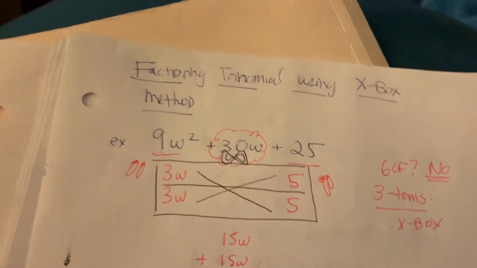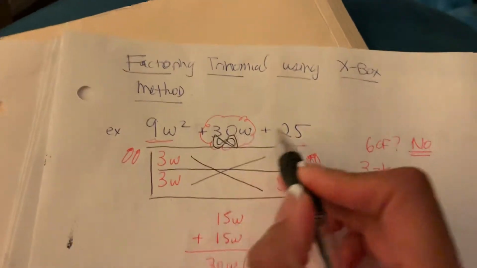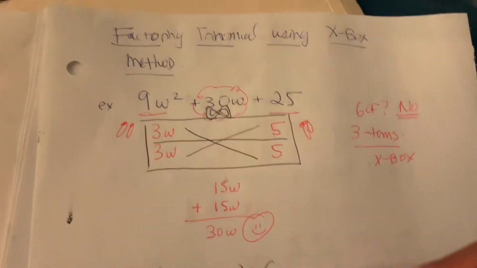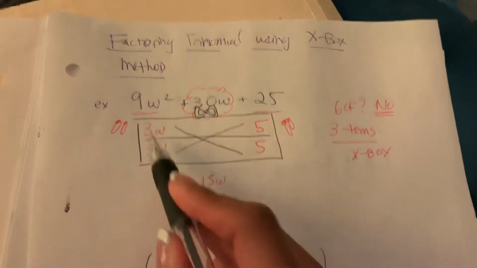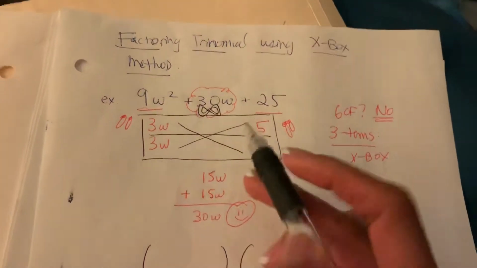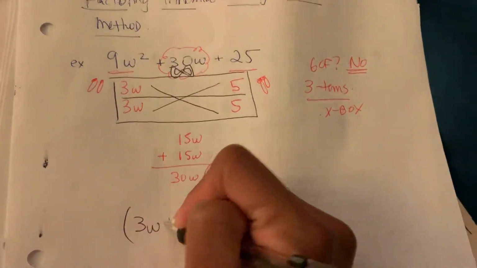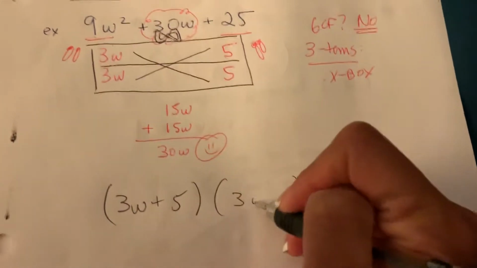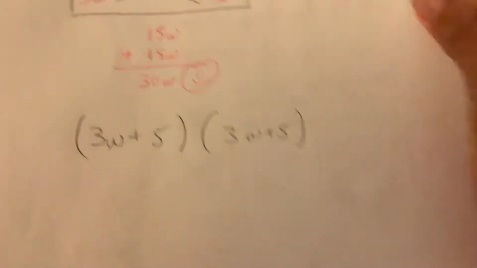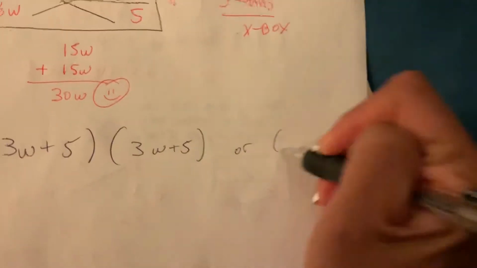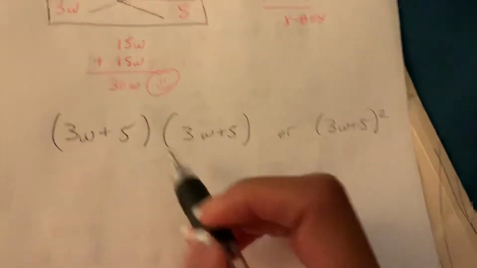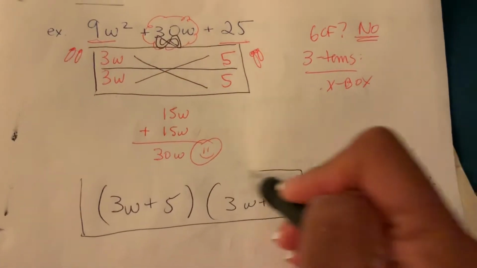So when I factor this, 9w squared plus 30w plus 25, it's something multiplied by something. The first item is going to be that first box here, 3w plus 5. And the second part is the second box, 3w plus 5. Or you could also write this as 3w plus 5 squared, right? Since it's repeated twice. So either answer would suffice.